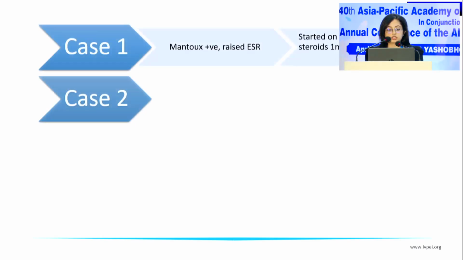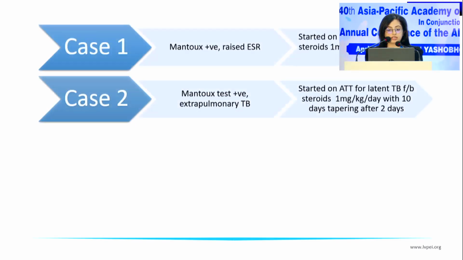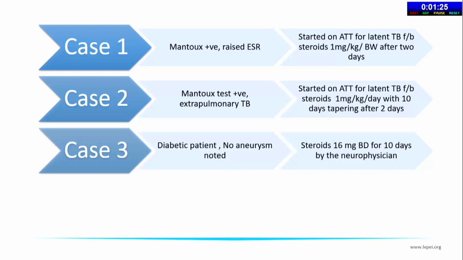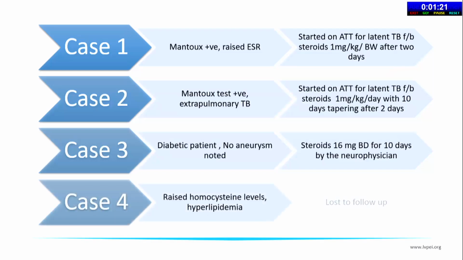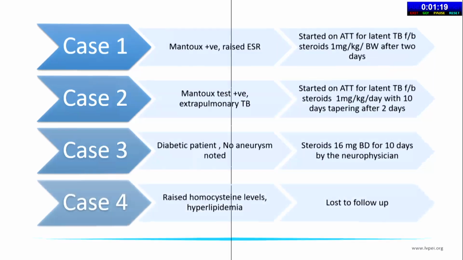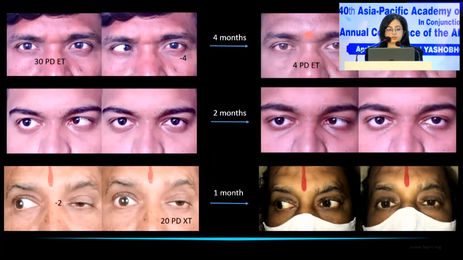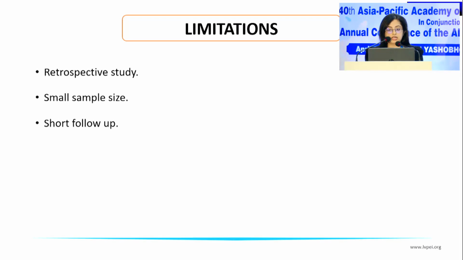So the 2 patients who were MON2 positive were started on ATT, followed by starting oral steroids 1 mg per kg after 2 days. The patient who was a diabetic patient did not have any aneurysm or pupil involvement and was started on oral steroids by their neurophysician. The last case was lost to follow-up eventually. As we can see, all of these patients showed drastic improvement over 1 to 4 months.